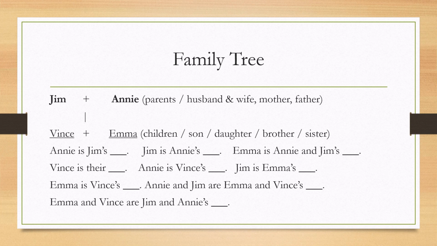Jim and Emma now. What is the relationship? Jim is Emma's father. Let's look at the relationship now between Emma and Vince. Emma is Vince's sister. Let's continue. Annie and Jim are Emma and Vince's parents. Yes, they are their parents. Emma and Vince are Jim and Annie's children.